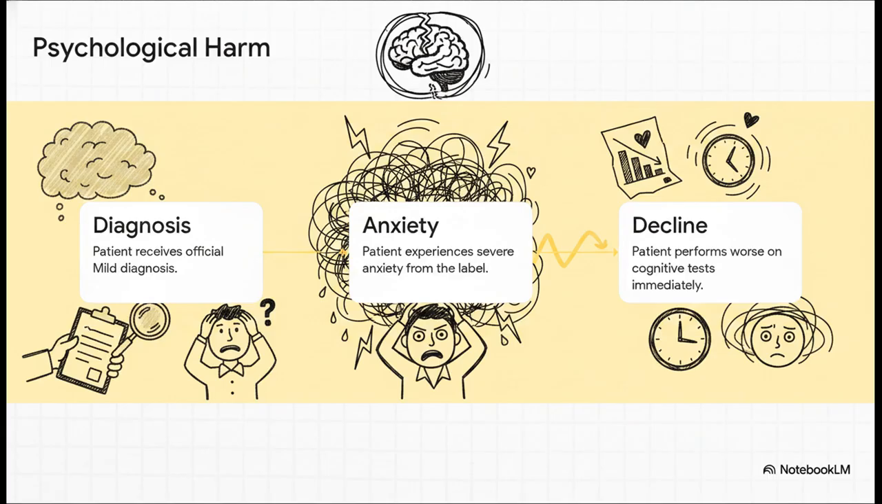Finally, what's really fascinating and tragic about this is the documented cycle of psychological harm. When a patient receives an official mild diagnosis, studies show that the label itself triggers severe anxiety. And the terrible paradox here is that this anxiety actually causes the patient to immediately perform worse on cognitive tests. Literally, the diagnosis actively impairs their real-time cognitive performance. Talk about a self-fulfilling prophecy.